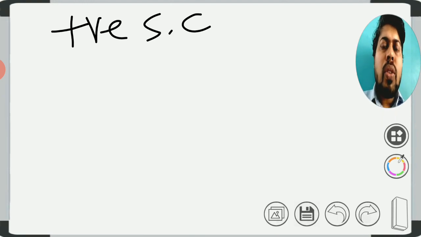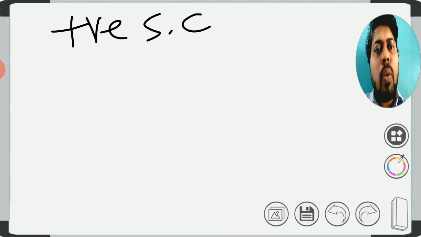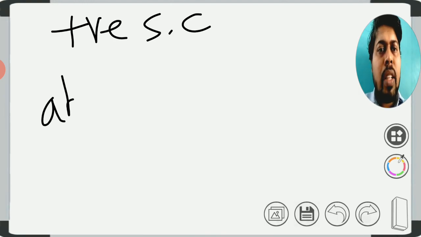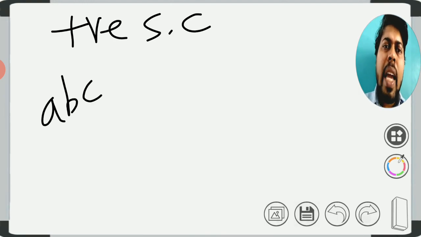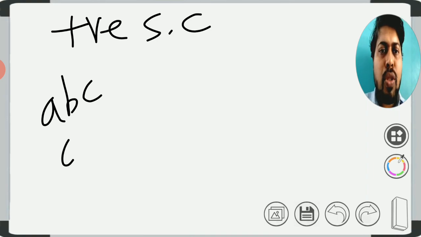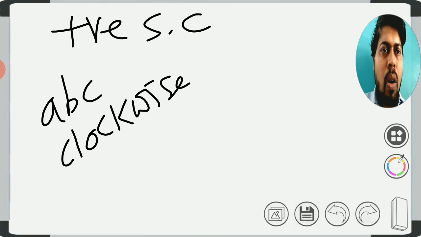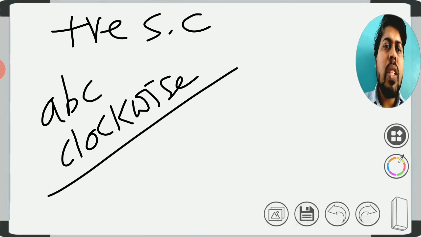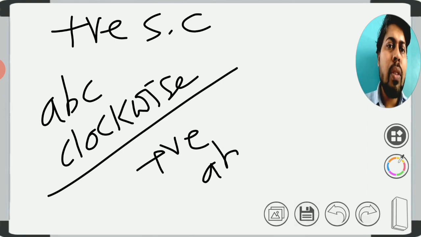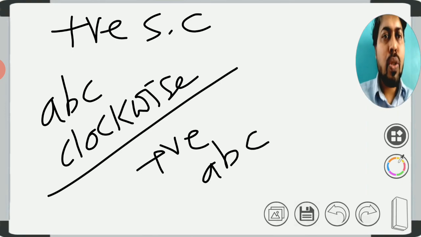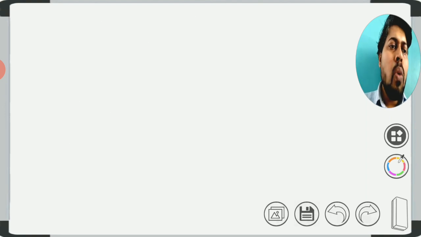Positive symmetrical components have the same sequence as the original unbalanced phasors. If the original unbalanced phasors have the sequence A, B, C in the clockwise direction, then the positive symmetrical components will also have the sequence A, B, C in the clockwise direction. Then how to draw them?